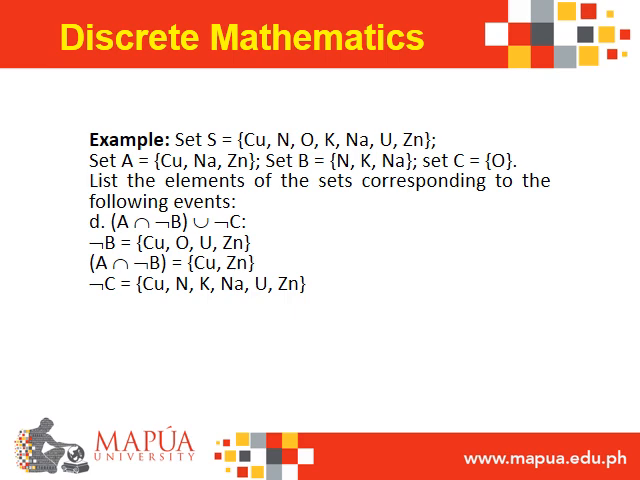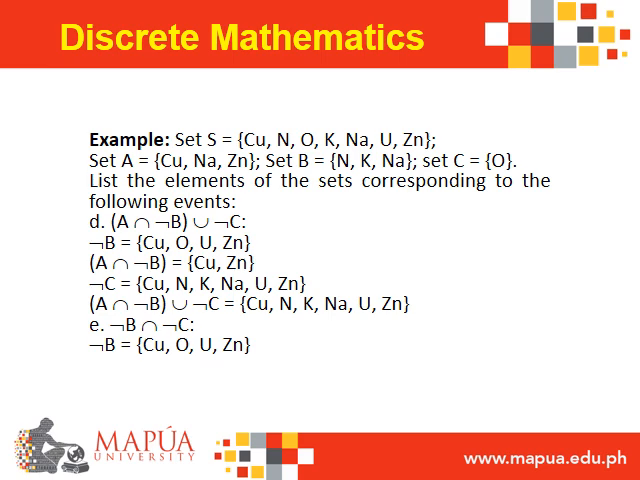Then evaluating the complement of C would give us copper, nitrogen, potassium, sodium, uranium, and zinc. And finally, the union of these events would give us copper, nitrogen, potassium, uranium, sodium, and zinc. For letter E now, we first evaluate the complement of B, which gives us again copper, oxygen, uranium, and zinc, with the complement of C again giving us copper, nitrogen, potassium, sodium, uranium, and zinc. Thus the intersection would give us copper, uranium, and zinc.